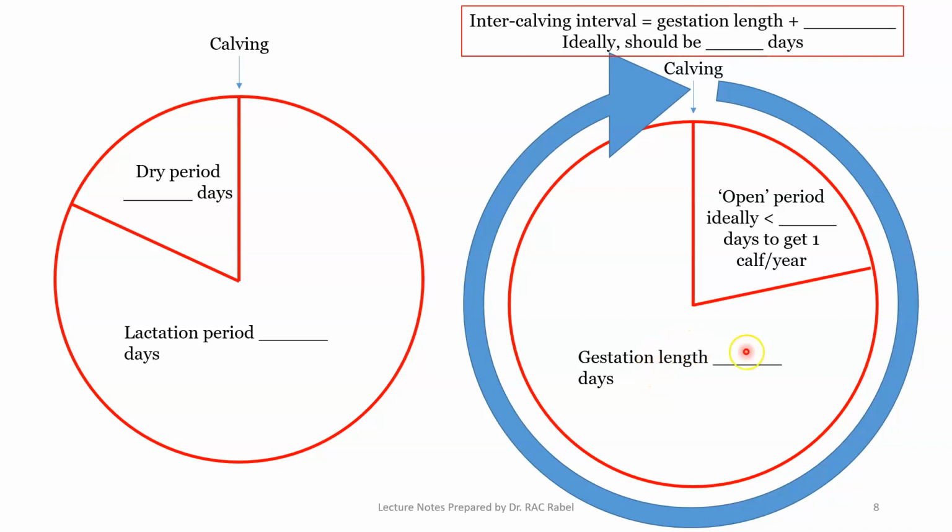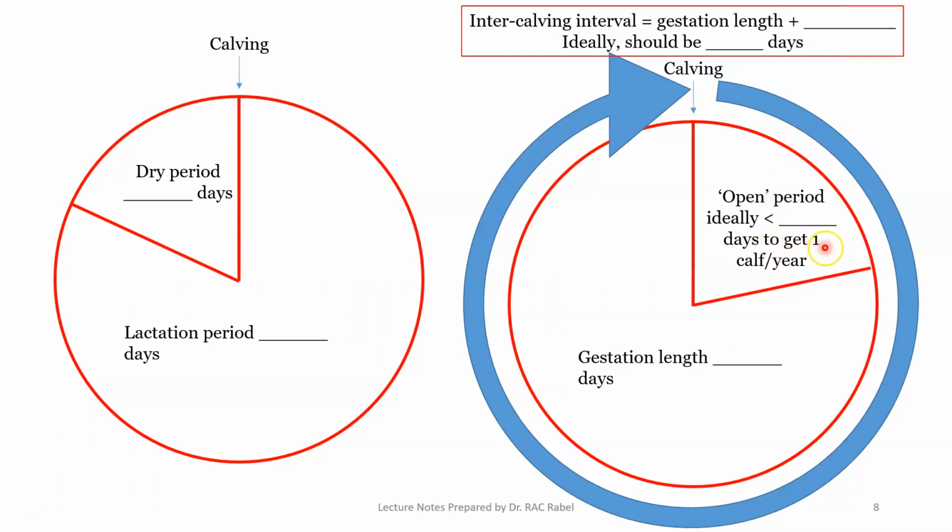So do a calculation and see, if you want to maintain an intercalving interval of 1 year, what is the maximum open period you can afford to have, right? So if the open period goes beyond a certain number of days, you cannot get a 1 year intercalving interval, right? The period between two calvings would be longer than 1 year, right?